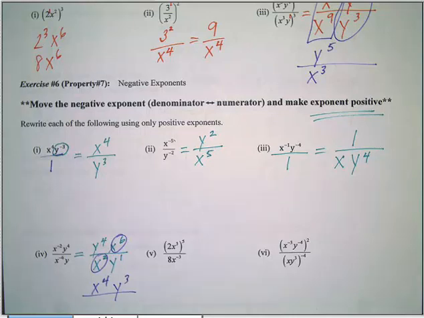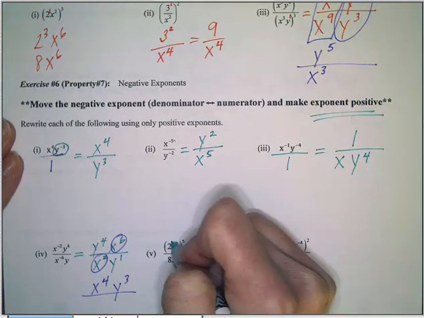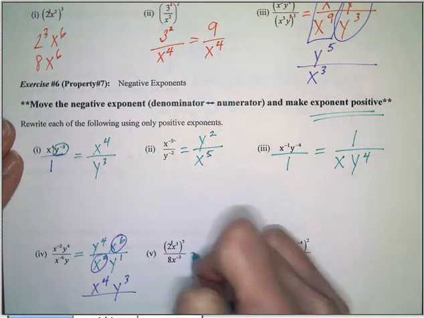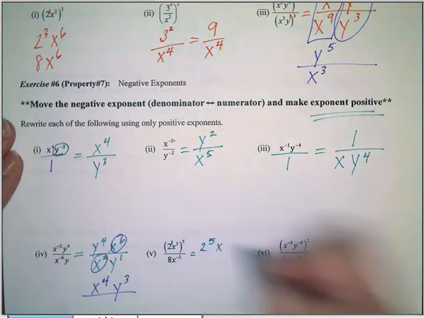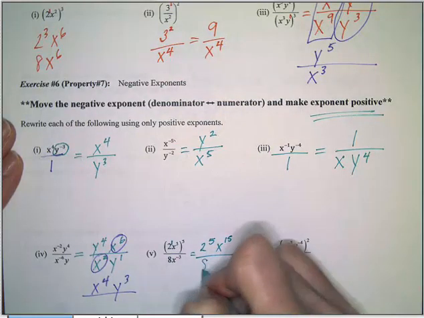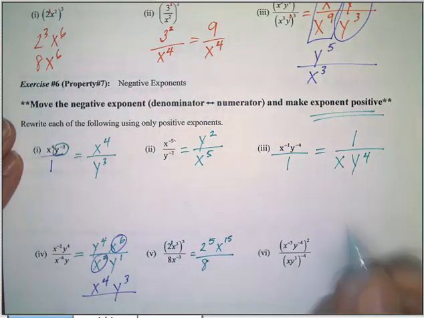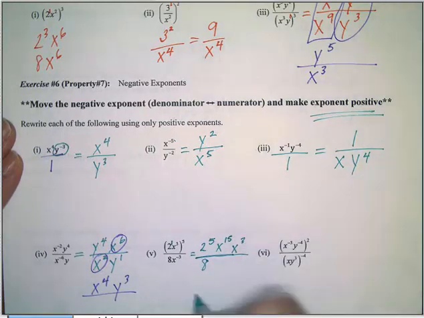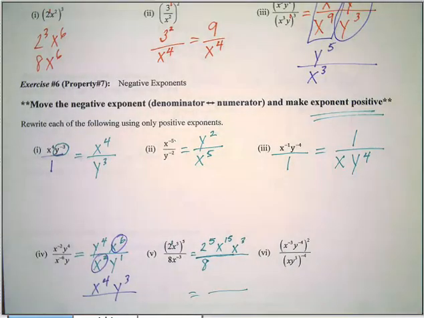In the fifth one, I now have a set of parentheses with an exponent outside, so I have to give this fifth power away. Remember to give it to the base of 2 and the base of x. So I have 2 to the fifth and x to the 15th, because power to power you multiply, over 8, and then I'm going to move this negative exponent, x to the positive 3, to the top. Now I must simplify. So 2 to the fifth over 8 is 4.